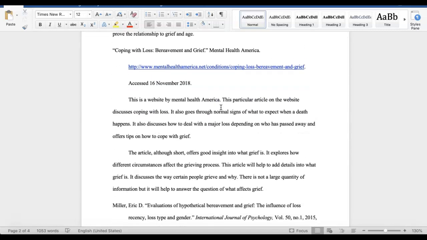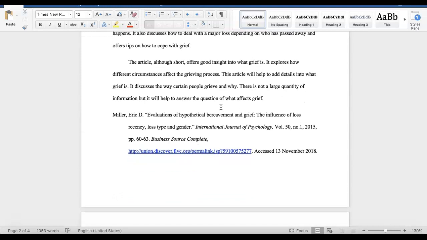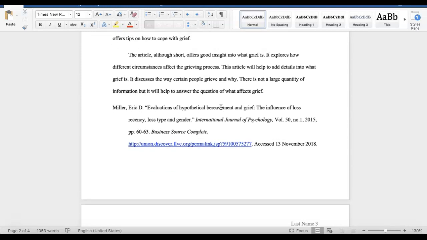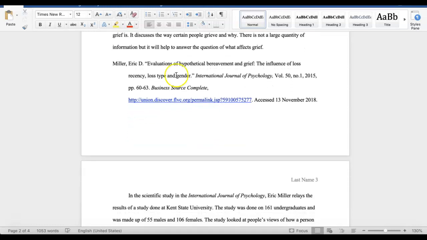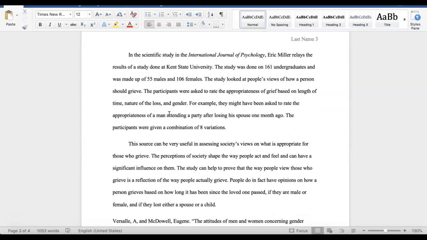I'm going to go through one more of her sources with you. And then this annotated bibliography is available to you at the bottom of the assignment page for the annotated bibliography, so you can continue looking through it if you need to. This one, we have another source by Eric Miller. We have our MLA works cited entry, and this is what this one says.